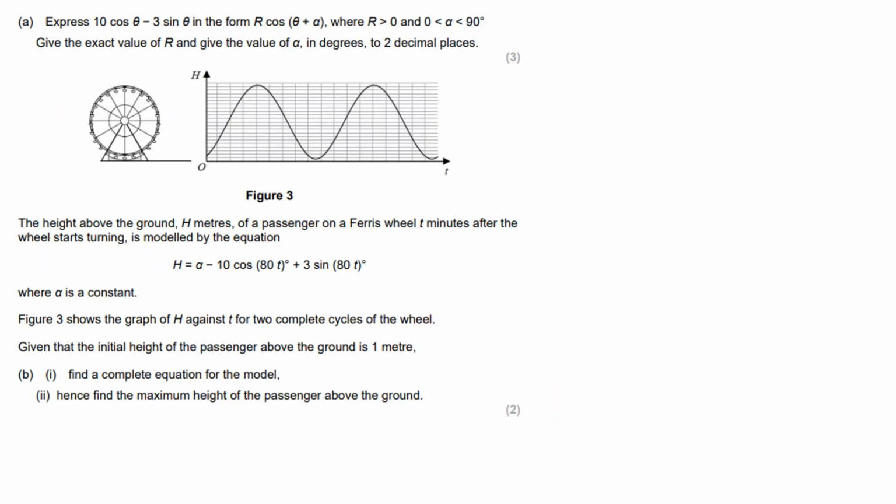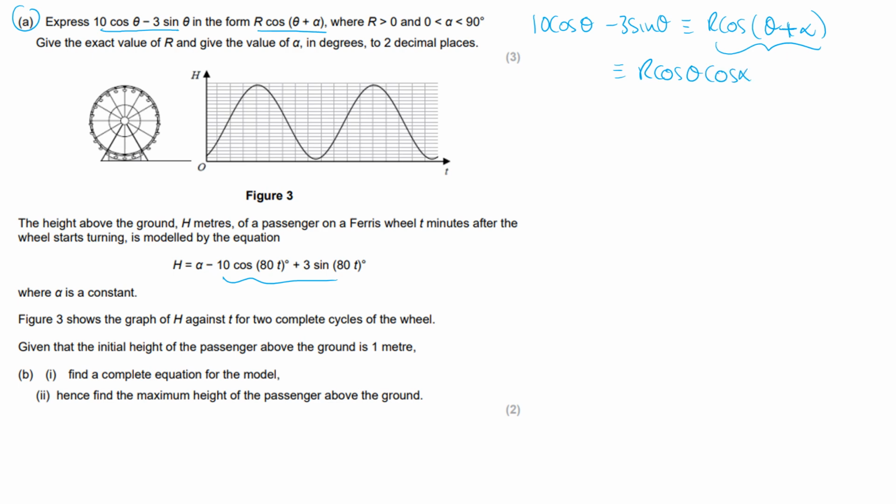In this next question, we're modelling the height above ground of a Ferris wheel with this trig equation. But first of all, in part A, we've got to express this in the harmonic form. So 10 cos theta minus 3 sine theta is equivalent to R cos of theta plus alpha. Now you get on the formula sheet the addition formulae, and the cos of theta plus alpha is going to expand to R cos theta cos alpha, and when it's plus in the middle for cos, it's minus R sine theta sine alpha. And now we equate coefficients.